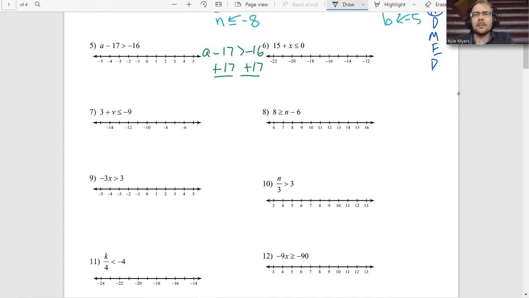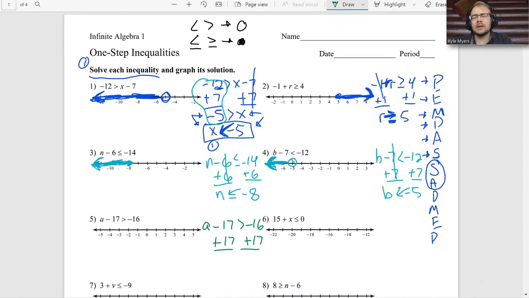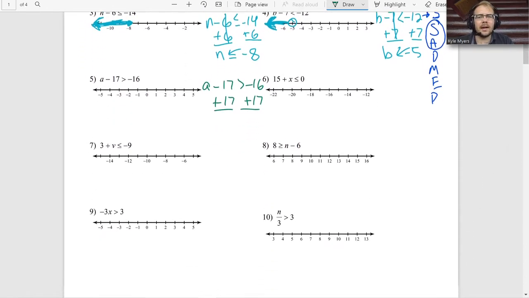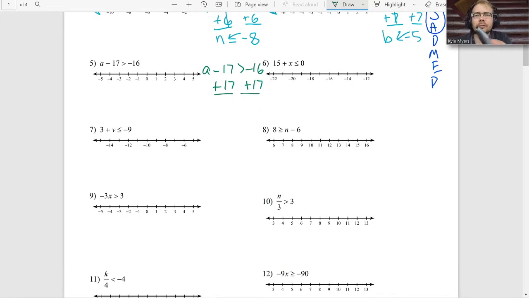Or you can look this up. You won't be able to see the URL because it's cut off. But what you can do is Google the title. Just Google Infinite Algebra 1 one-step equalities and it'll come right up. And then you can look at the answers yourself.